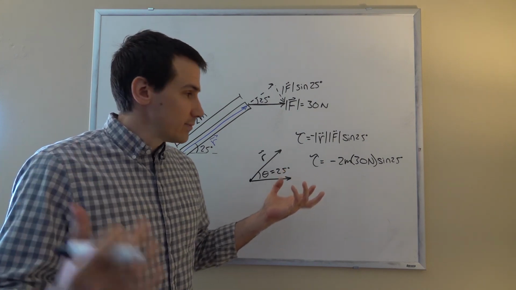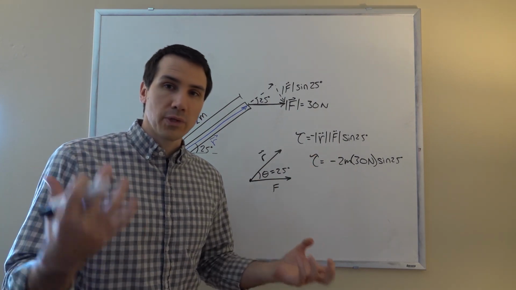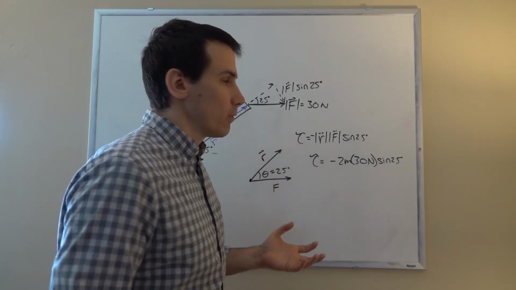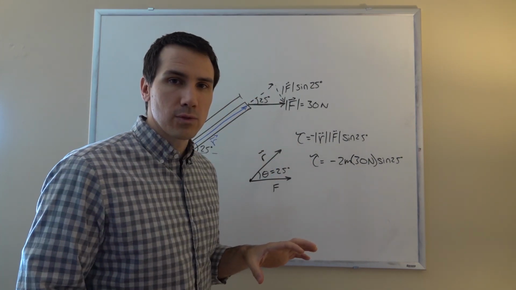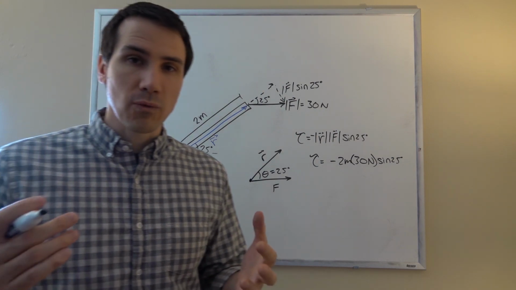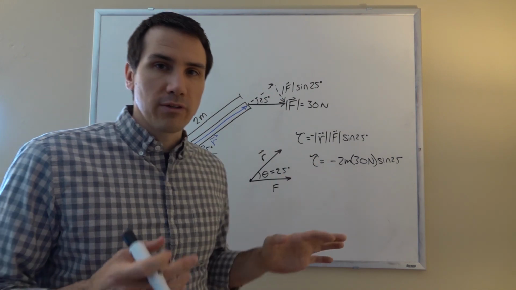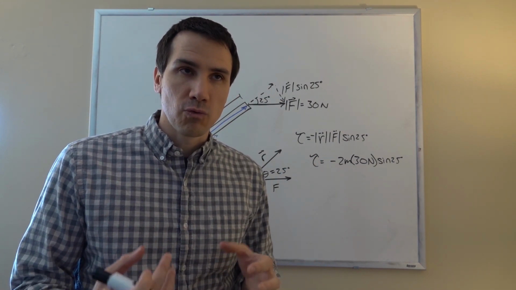And that's our torque. That's it. You can plug this into your calculator. It will give you a value and tell you how much torque you are applying to this door. Okay, let's try one more example where it's a little trickier to find the angle between the radial vector and the force vector.